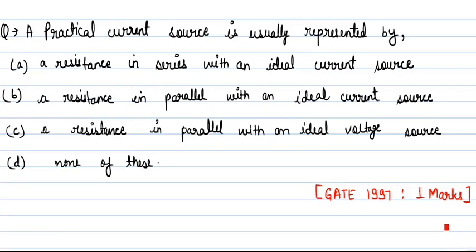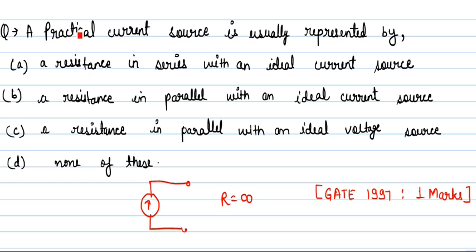So the question here says: a practical current source is usually represented by what? So we know that an ideal current source has infinite resistance. So if the current source is ideal, it will have infinite resistance. The R value will be infinite, that is, open circuited.